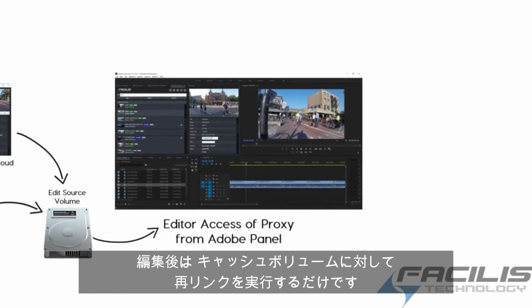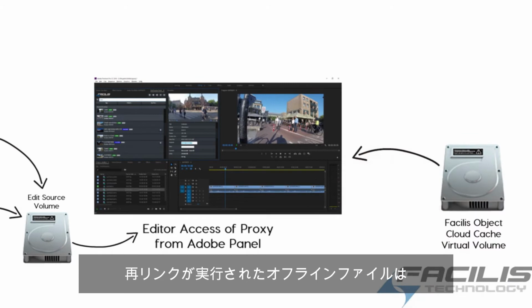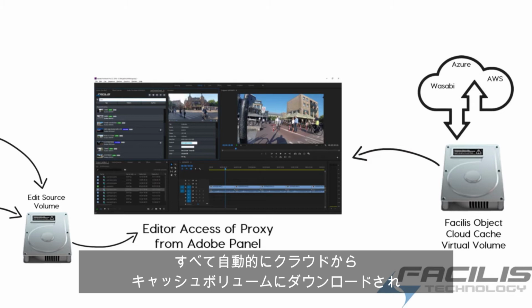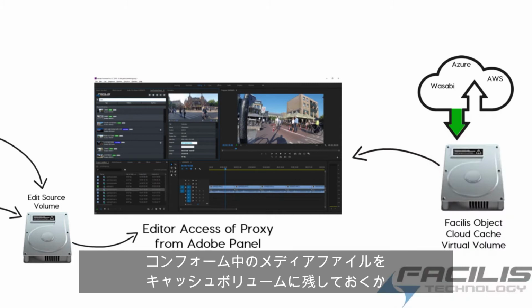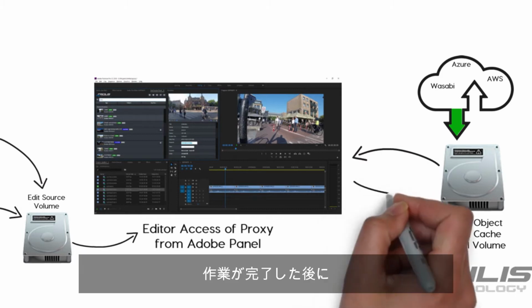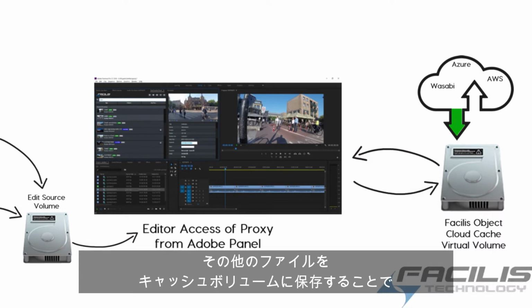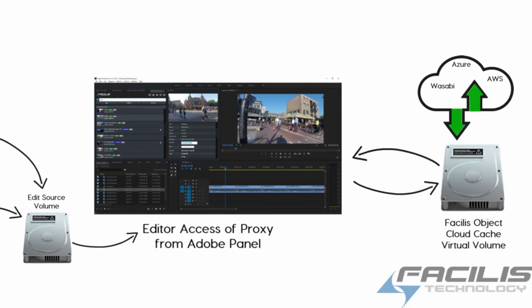After the edit, simply relink to the cache volume. The cache volume contains all of the offline files that are currently on the cloud. During the relinking process, those are all restored from the cloud to the cache volume and made online for the conform. You can choose to either leave the files on the cache volume for access during conform or media manage onto your work volume. When the job is complete, send the project metadata and any approval copies and master outputs to the cloud immediately for archive.